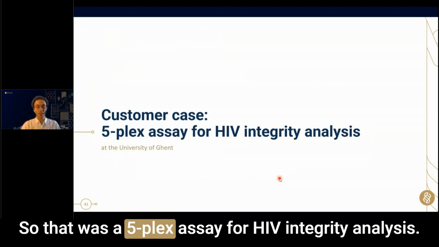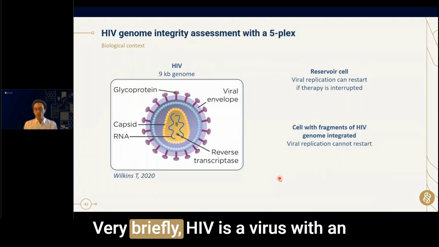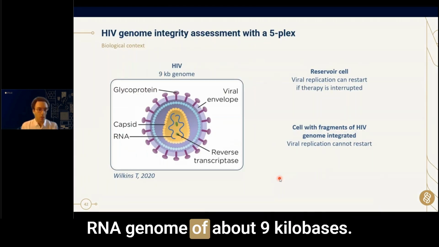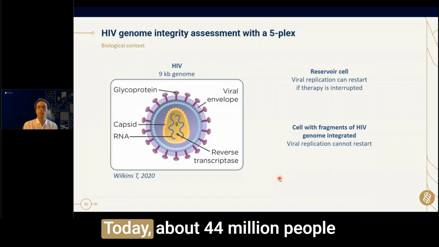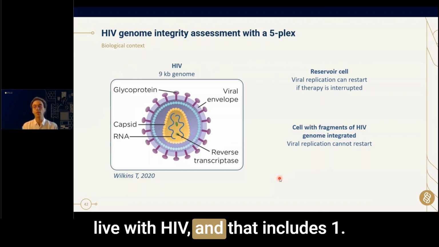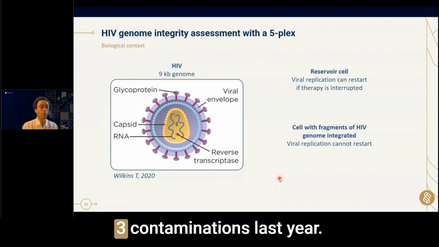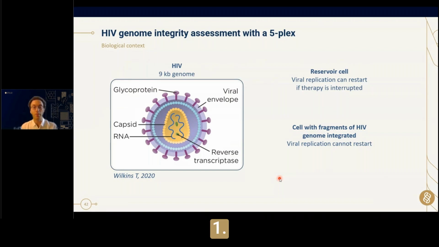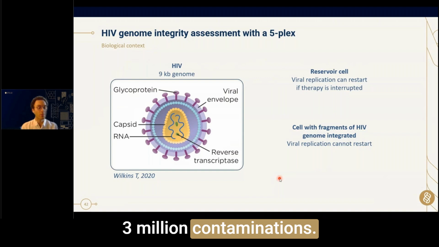So that was a 5-plex assay for HIV integrity analysis. Very briefly, HIV is a virus with an RNA genome of about 9 kilobases. Today, about 44 million people live with HIV, and that includes 1.3 million contaminations last year.